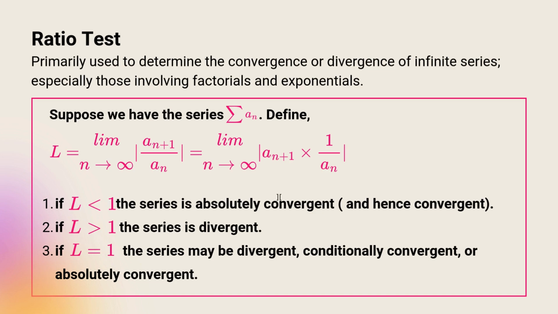So if we find the limit of that using this method, if the limit is less than 1, the series is absolutely convergent and hence convergent. If the limit is greater than 1, the series is divergent. And if the limit is equal to 1, the series may be divergent, conditionally convergent, or absolutely convergent.